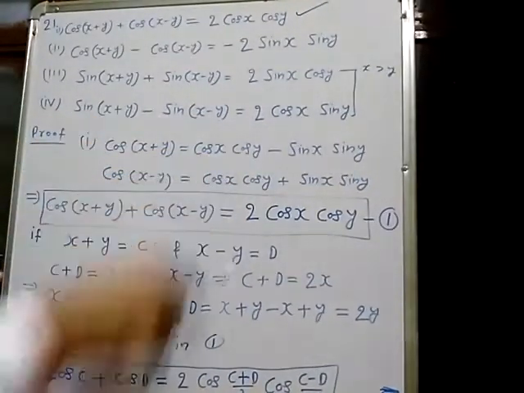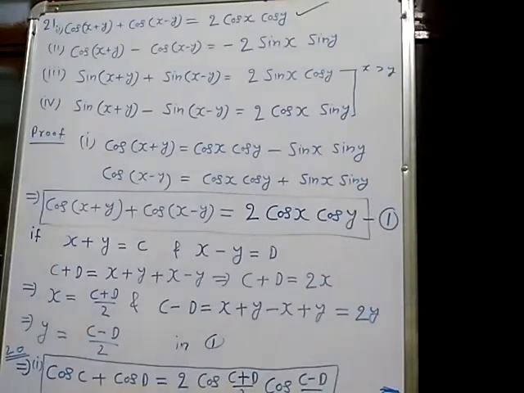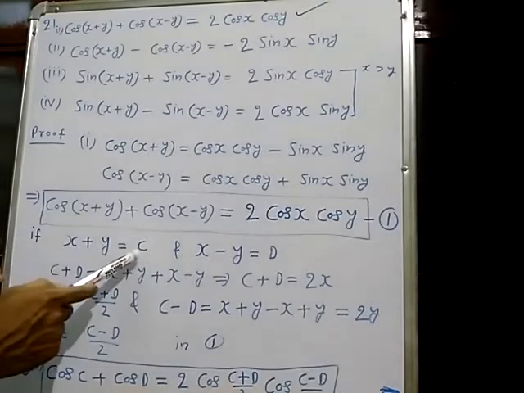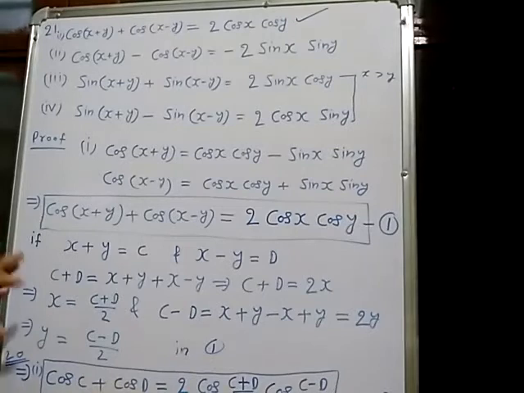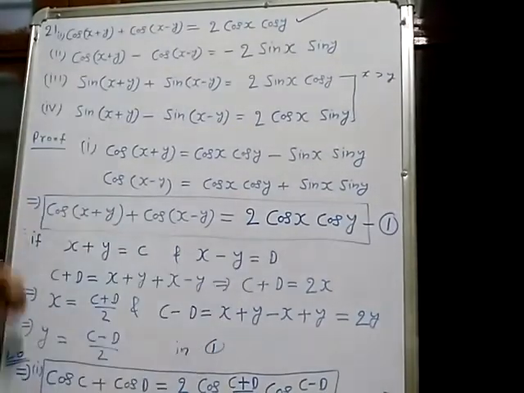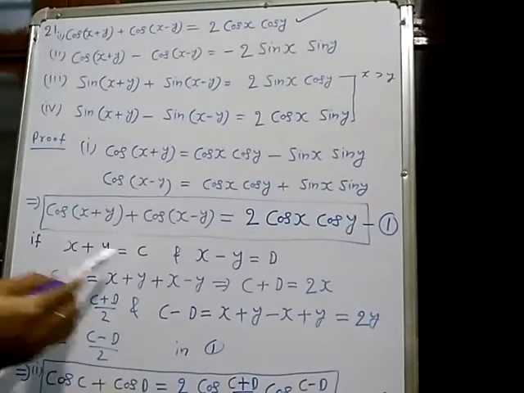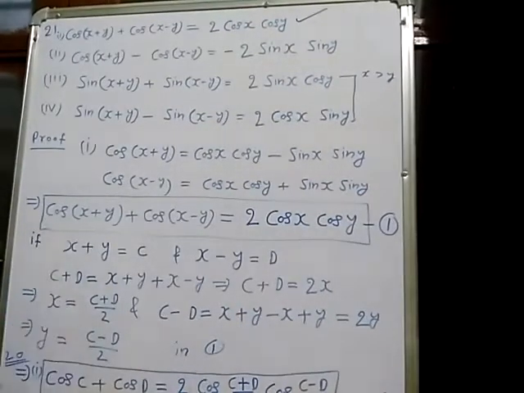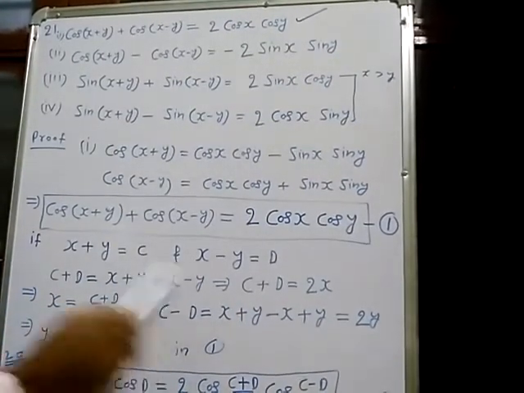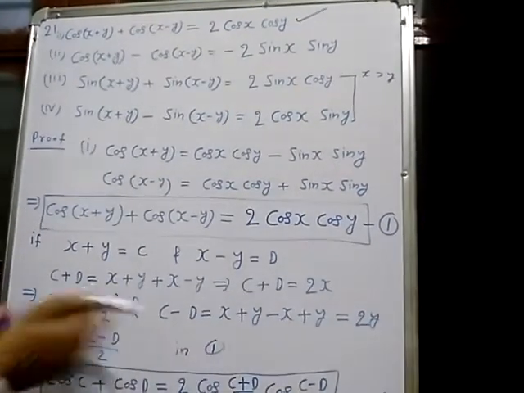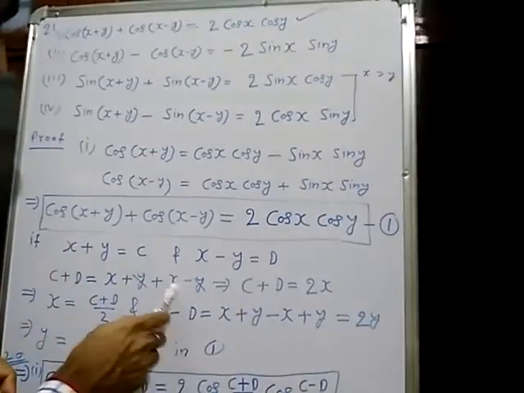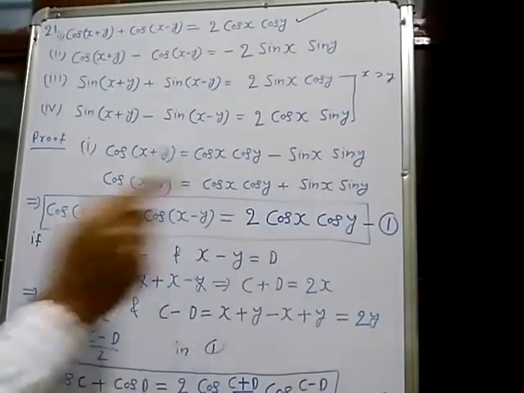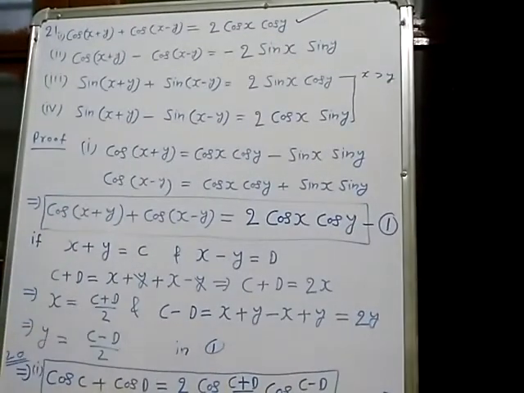Here, with the help of this property, I want to prove the identity of the C and D rule. For that, I have taken x+y equal to C and x−y equal to D. So students, if I add C and D, C+D is equal to x+y+x−y. Here +y and −y cancel, and what you will get? C+D is equal to 2x. So can you tell what is x? x is equal to (C+D)/2.